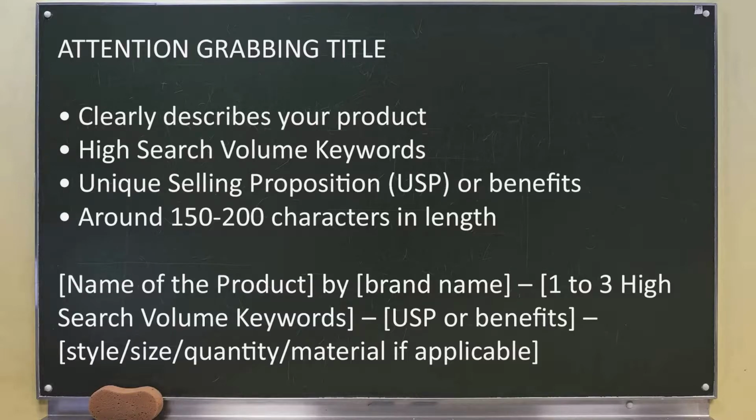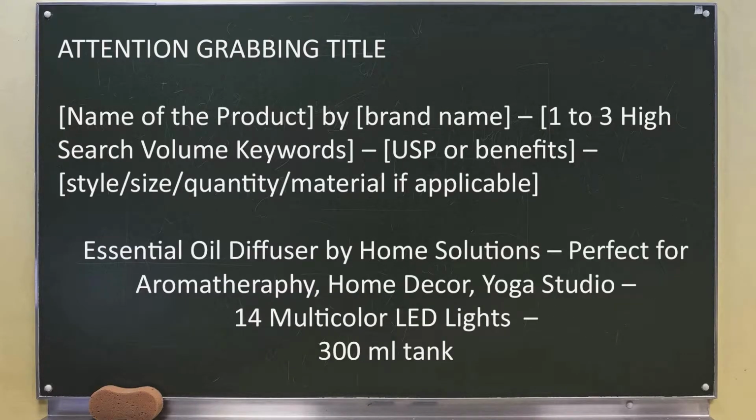You'll include 1 to 3 high-volume search keywords to index your listing and rank higher in search results. A unique selling proposition or benefits to catch the interest of customers. And include style, size, quantity, or material if useful to technically describe your product. I recommend keeping your title to around 150 to 200 characters in length. It's the perfect length that's not too long and not too short. Here's an example of a good title. In this example, the title is straightforward, clear, and most importantly, properly describes your product. Feel free to mix up this title template to better suit your product.